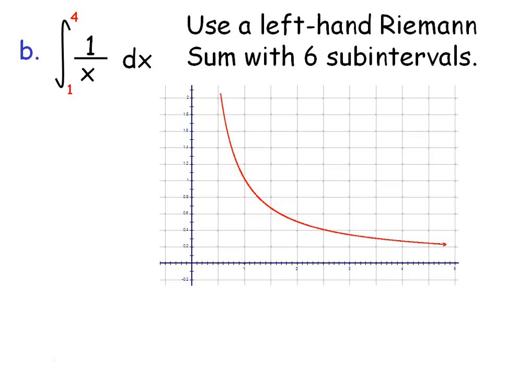Now this time the top left-hand corner of each rectangle is going to touch our curve. So once again, we're estimating the area from 1 to 4. The first rectangle: once again, the base of the rectangle is going to be 1/2. But this time, the top left-hand corner is going to touch your curve. So the height of this rectangle is going to be the function at 1. The base is still 1/2.